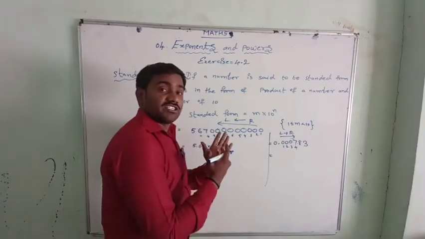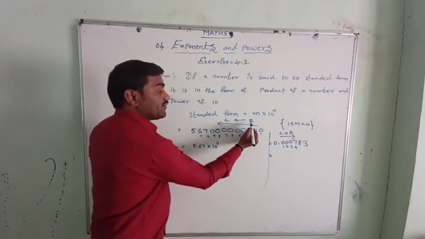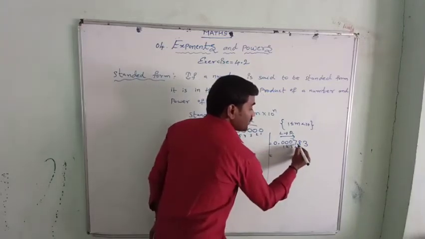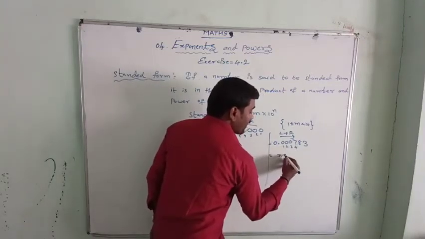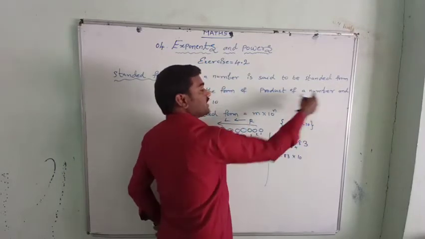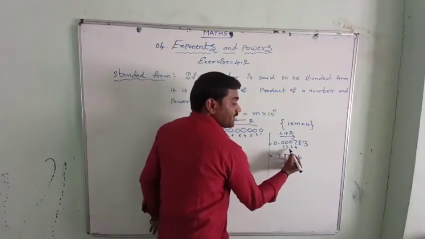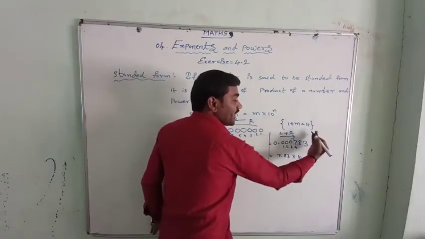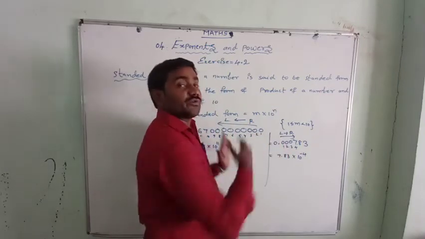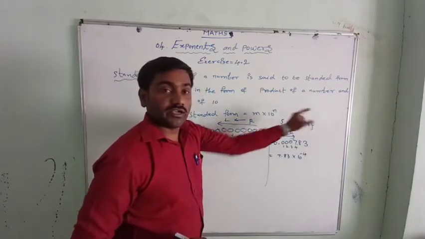When you are moving a decimal from left to right, we get a negative exponent. But when we are moving from right to left, we get positive exponents. See, the decimal point will come here now, as 7.83 into the power of 10. What should the power be? See how many digits we are moving from left to right: 4 digits. So 10 to the power of minus 4 we have to write, because we are moving from left to right. When we move left to right, we write minus in the exponent.